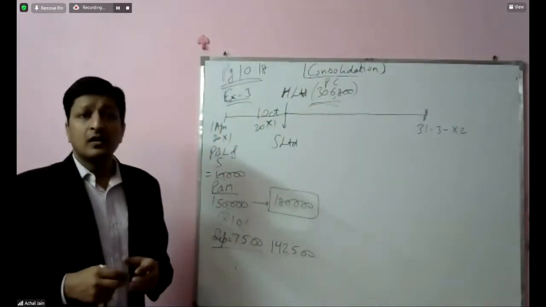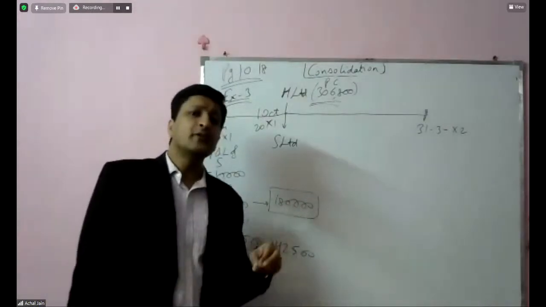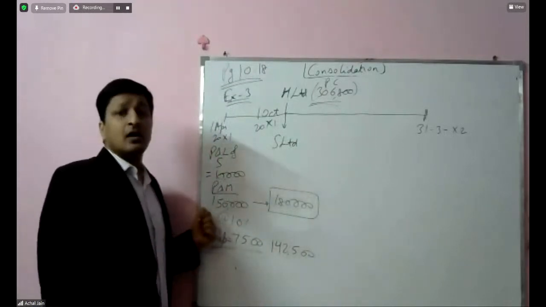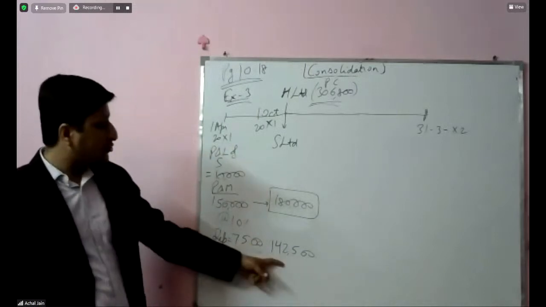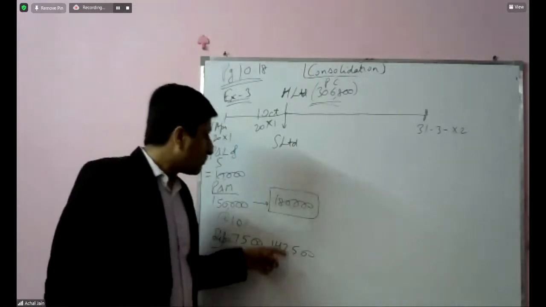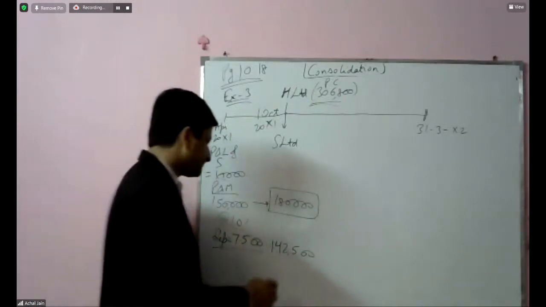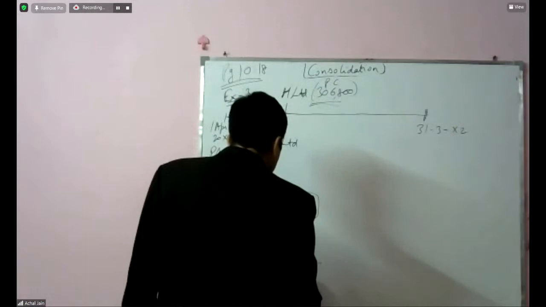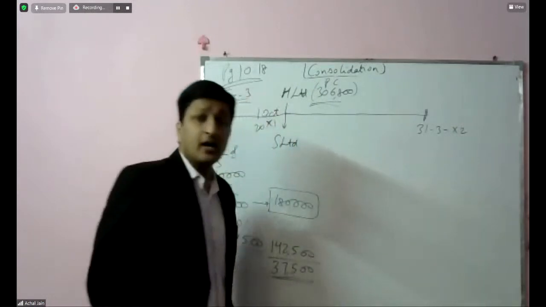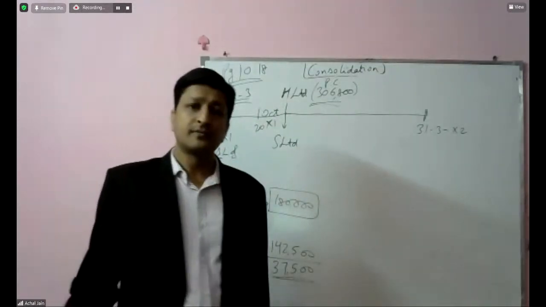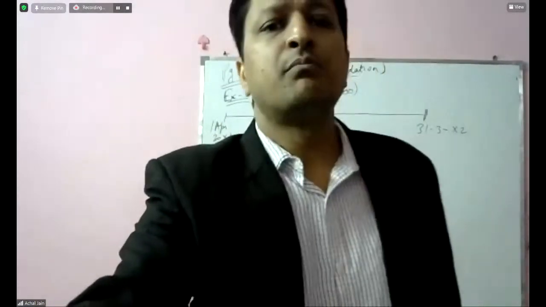So what is the gain that you see? Clearly there is a gain, but from where will you compute the gain? From this original value or the WDV? From the WDV only. The book value should have been 142,500, but it got revalued to 180. So what is the revaluation profit? 7,500 is the revaluation profit.